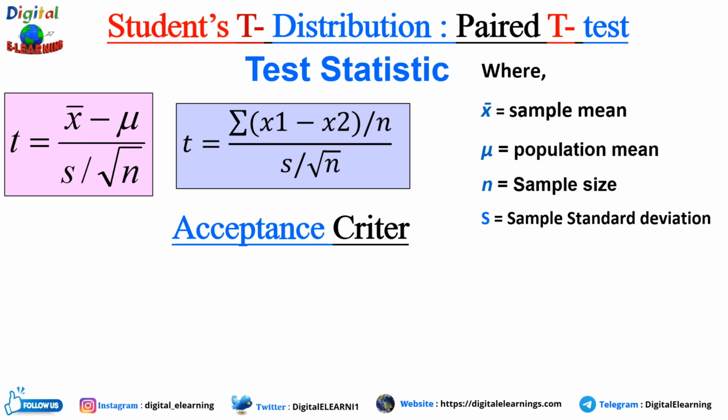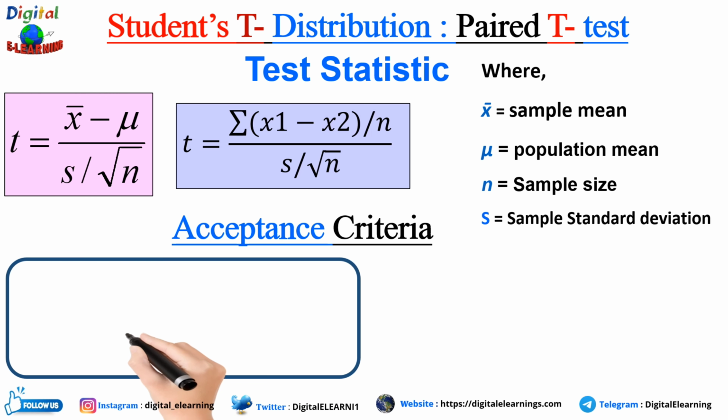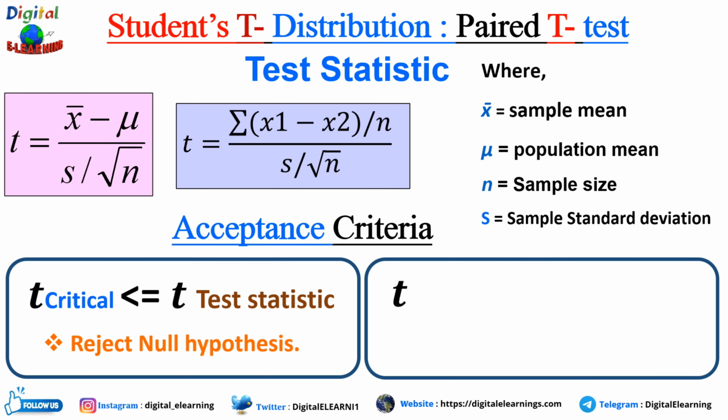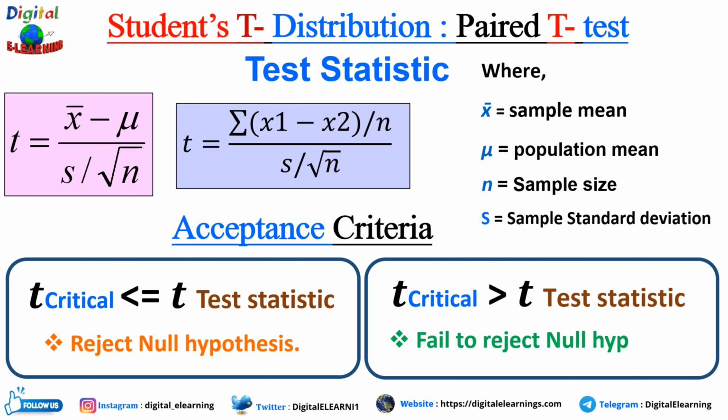And the acceptance criteria: if your t critical value is less than or equal to the test statistic, you reject the null hypothesis. But if the t critical is greater than the test statistic, you fail to reject the null hypothesis. So we'll use this in the example next.